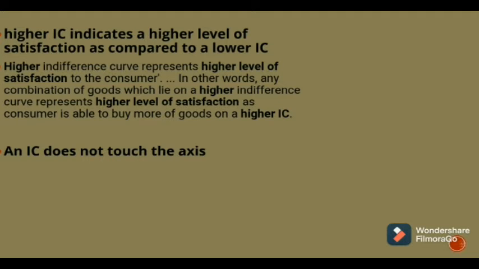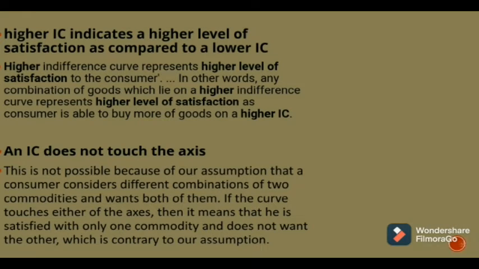Another property is an IC does not touch the axis. This is not possible because of our assumption that a consumer considers different combinations of two commodities and wants both of them. In the example we have taken, the combination of food and clothing, so here we need to take both. If the curve touches either of the axes, then it means that he is satisfied with only one commodity and does not want the other, which is contrary to our assumption.